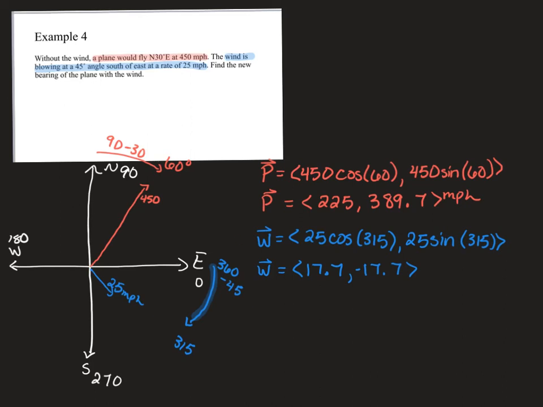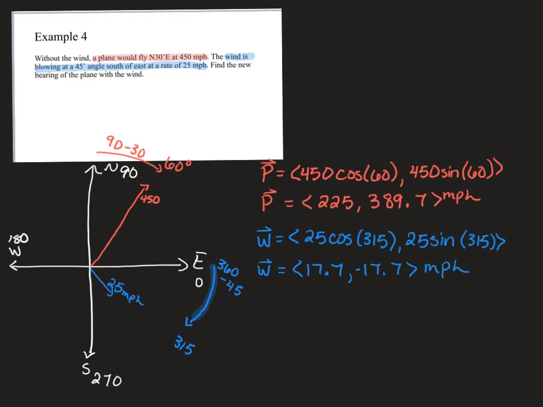Then I have my wind vector. The wind vector is 45 degrees south of east. So I'm going to go towards south from the east position. I took 45 degrees off of 360, which gives me an angle measurement of 315. This wind is significantly less powerful than the plane, so I drew a smaller vector for that. It gave me a wind of 25 miles per hour. I set up my wind vector and calculated it, and again, this should be miles per hour.